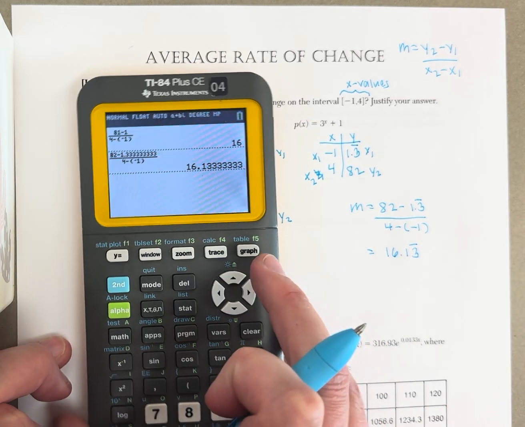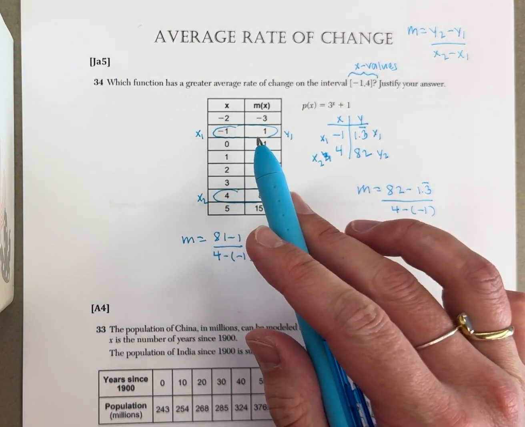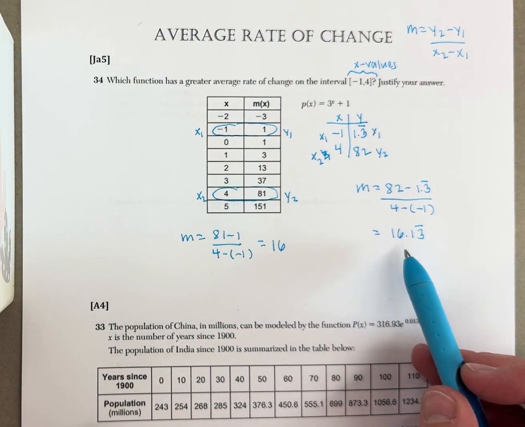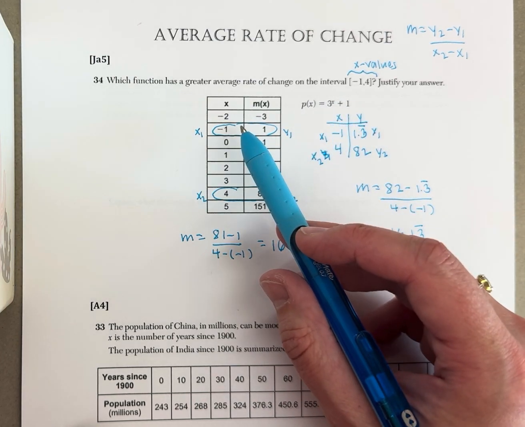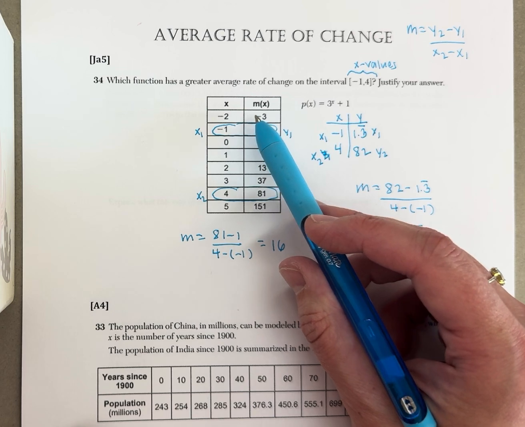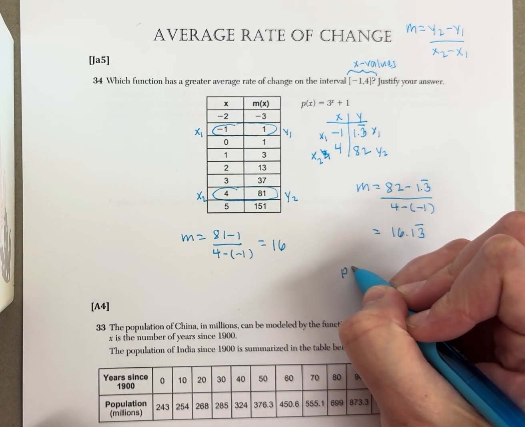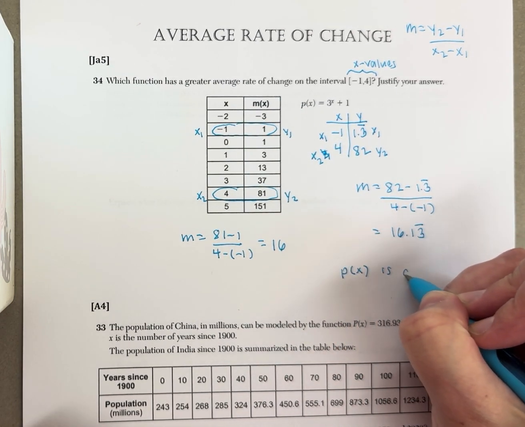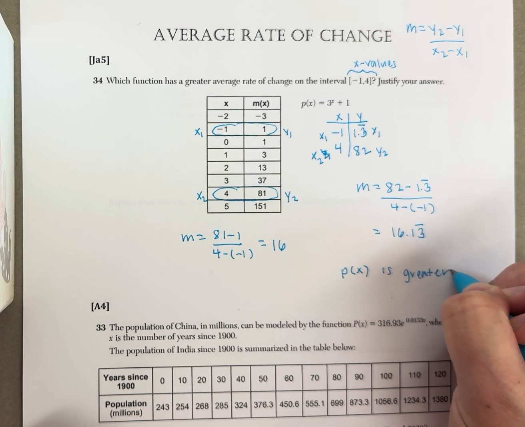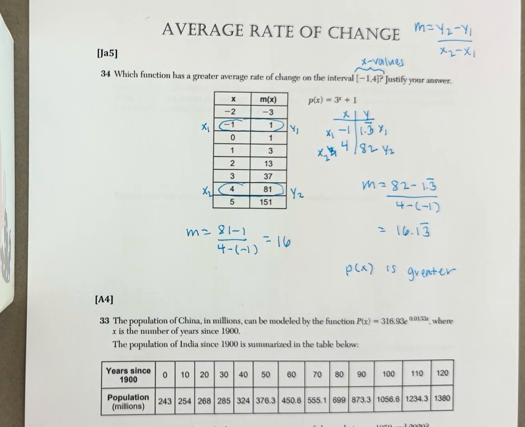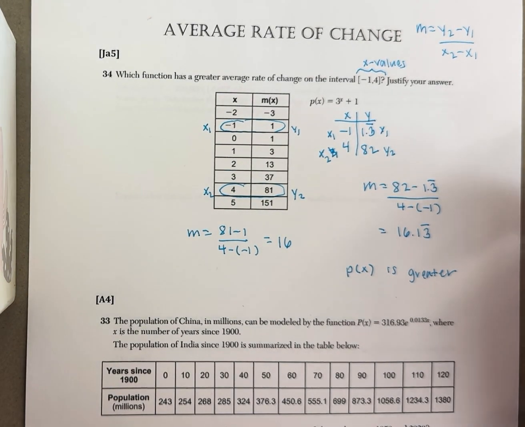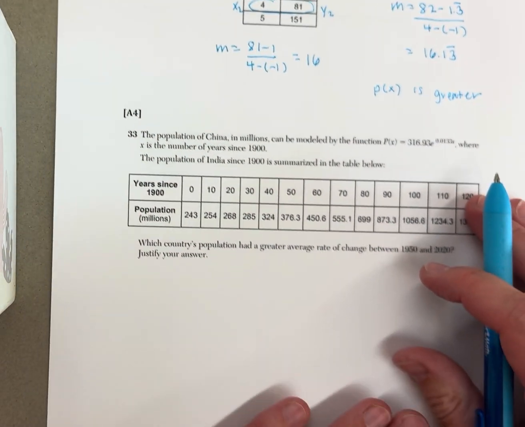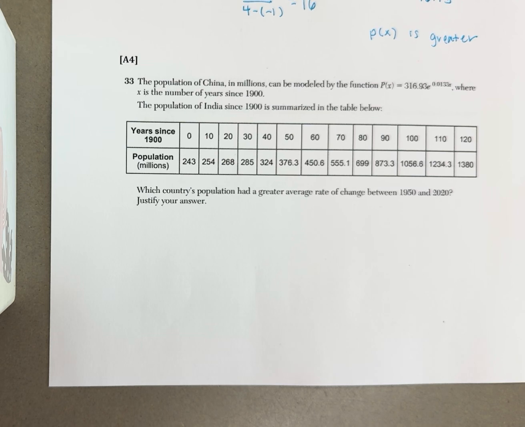So I get like 16.13 repeating. So the question says which function has a greater average rate of change? So this one is greater, so I have to indicate that. I can either say the equation is greater than the table, or I can use p of x and m of x. So I'll say p of x is greater. All right, so one way to deal with an equation is to go to y equals and then look at the table.